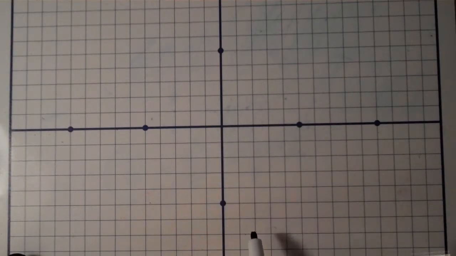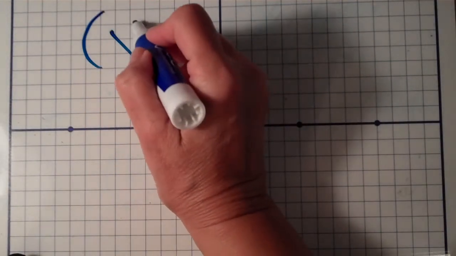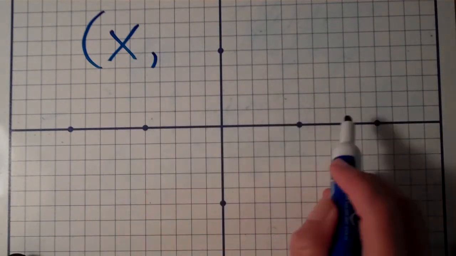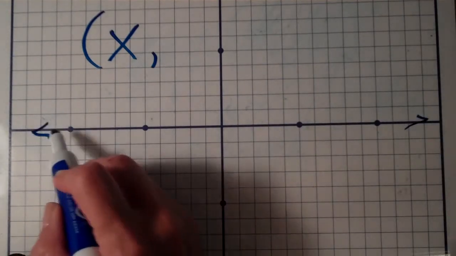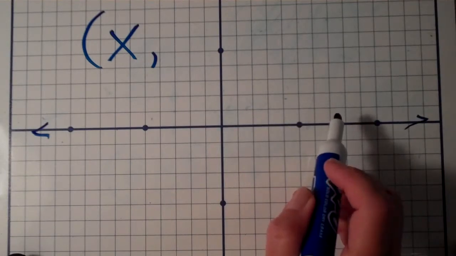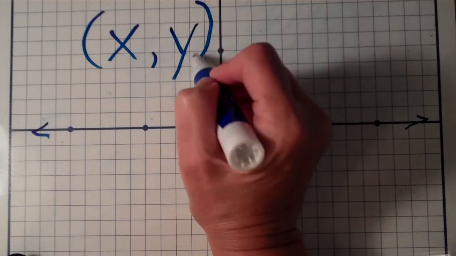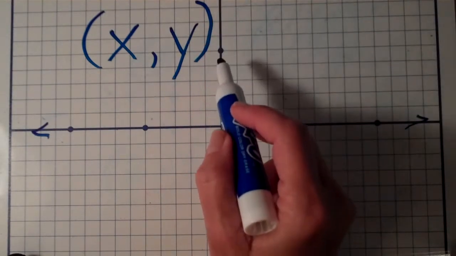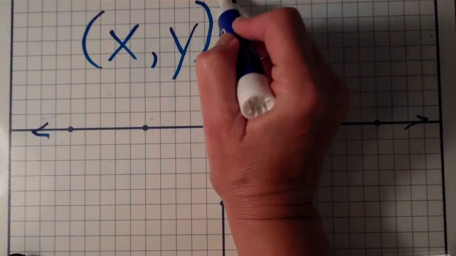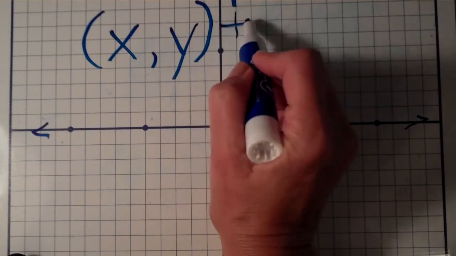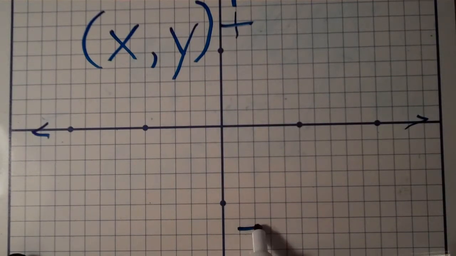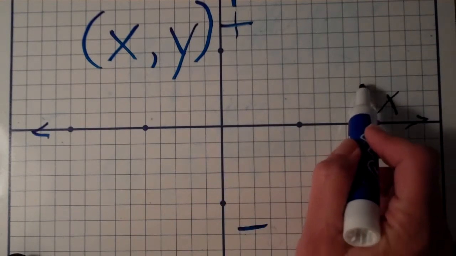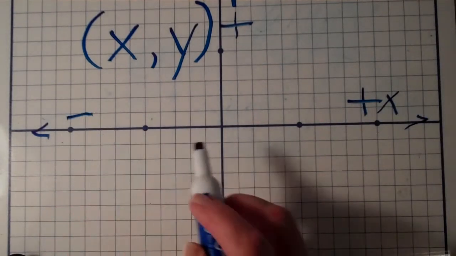To locate points on the coordinate graph, you use an ordered pair. In an ordered pair, the first number is always along the x-axis, the horizontal axis, like the sun's horizon. The second number is along the y-axis, like YMCA, we stand vertically. So along the y-axis, we go up for positive, down for negative. Along the x-axis, we go to the right for positive, to the left for negative.